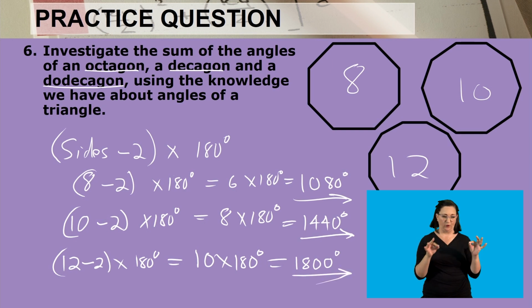degrees. So now we can use that formula to calculate any figure of any shape, because now we know, as long as we know how many sides there are, we subtract 2, multiply by 180, and that gives us the sum of the angles of that shape that they've given us.